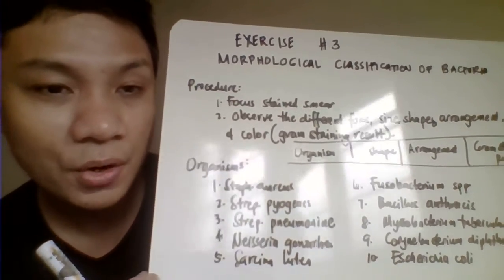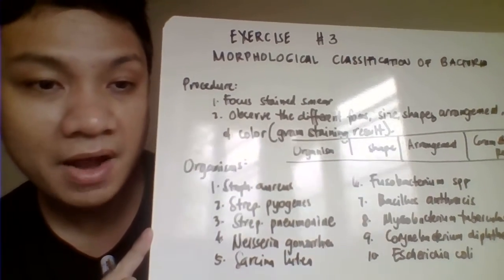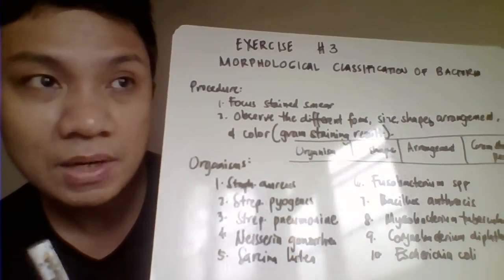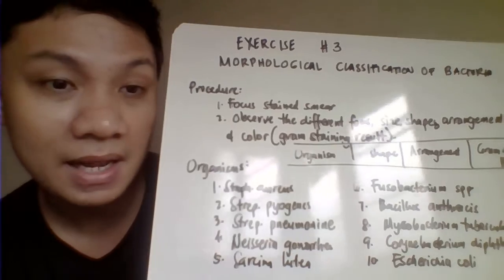So usually when we are drawing the gram variable, we tend to use a pencil. Usually our gram variable bacteria are the spiral bacteria.